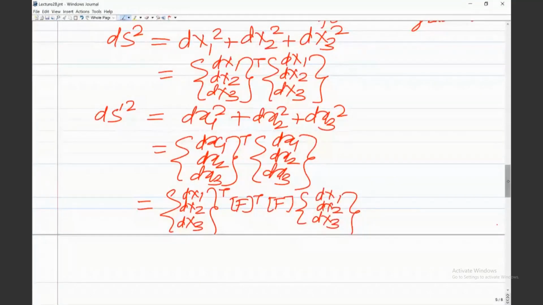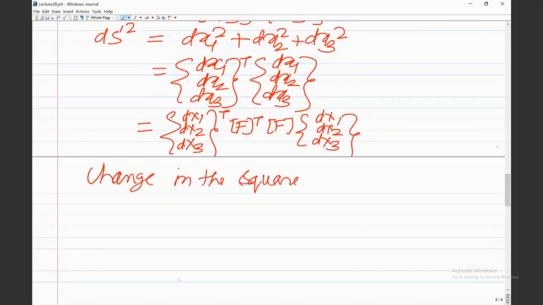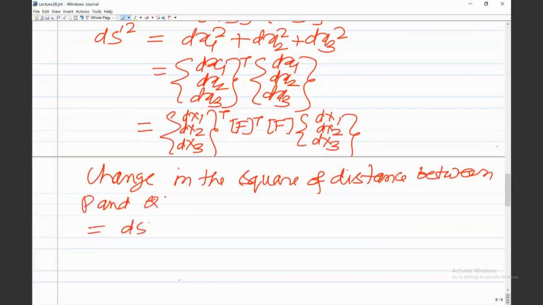Now if we look at the usual strain definition, we talk of change in length per unit original length. Here we are going to talk about change in the square of distance between P and Q. So the change in the square of distance between P and Q, we are going to write as ds dash square minus ds square.